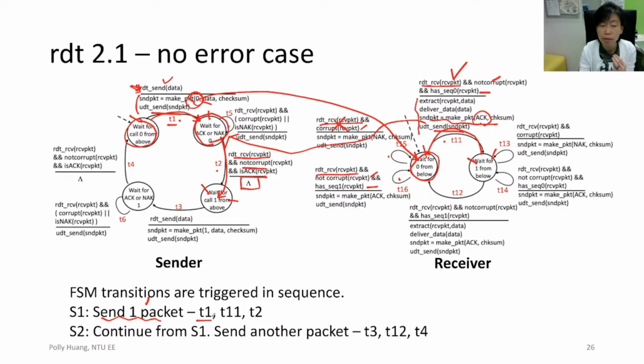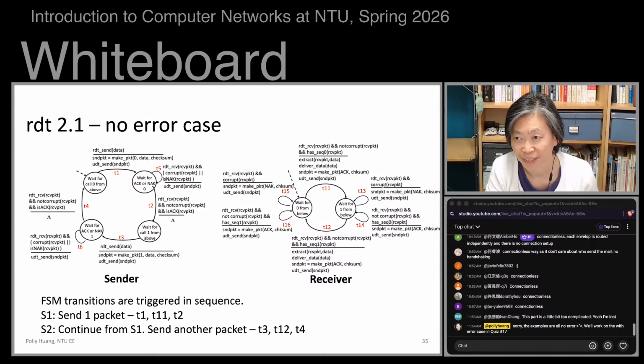And in the process, we take 3 transitions. First one is T1 at the sender side. Second is what? T11 at the receiver side. And the third being T2 at the sender side. All right, so that was one example.